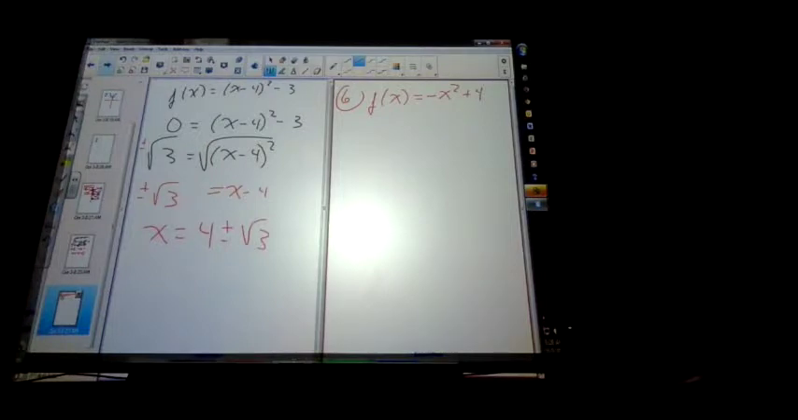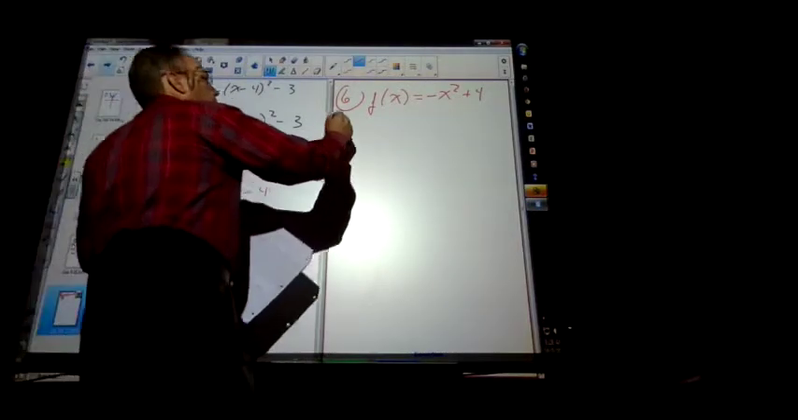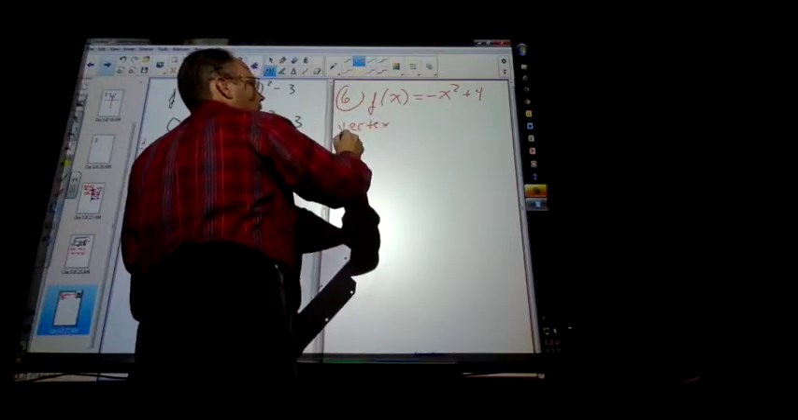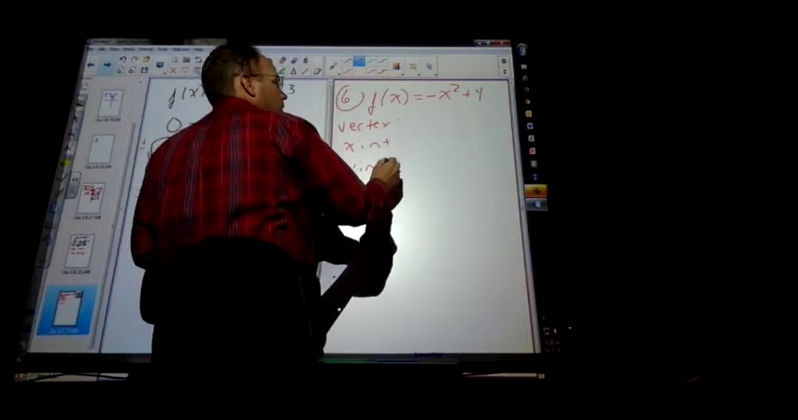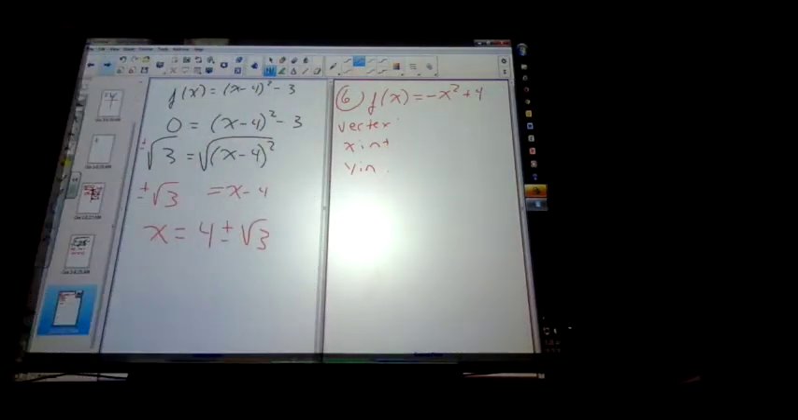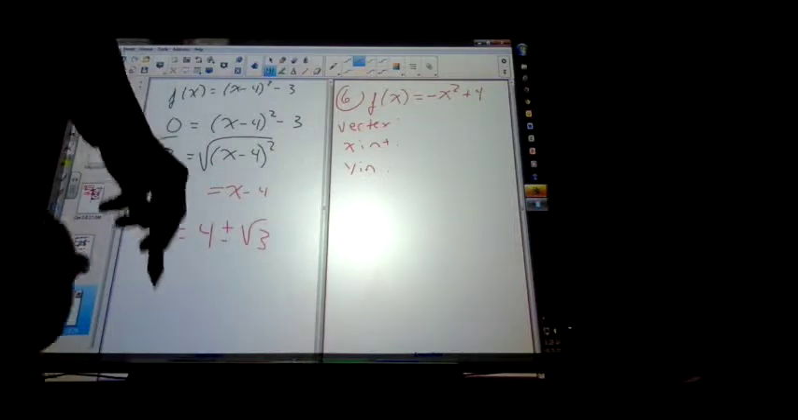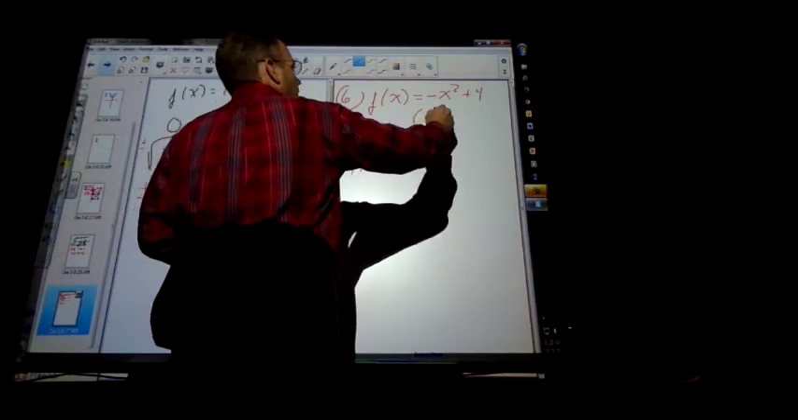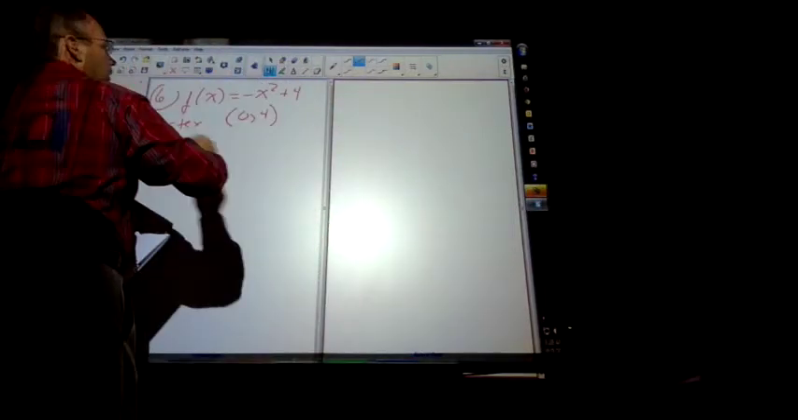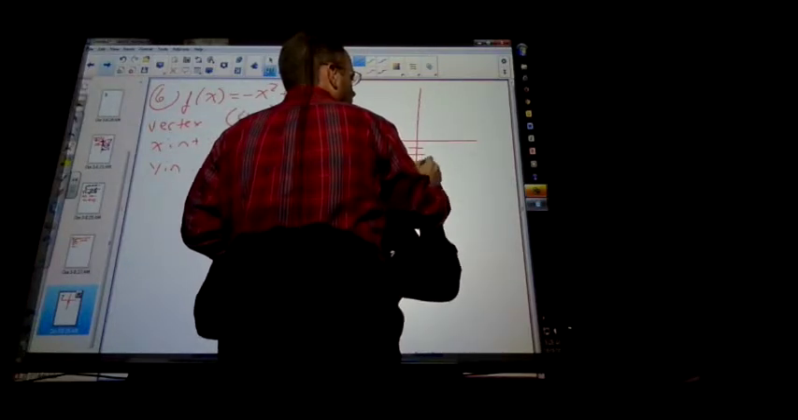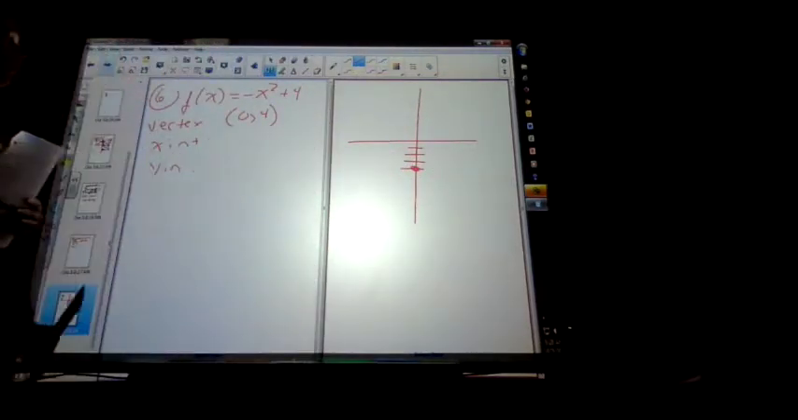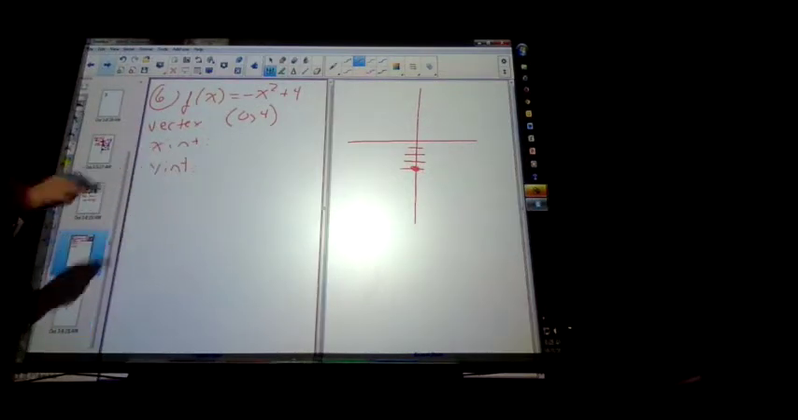Okay. So we want to know the vertex. We want to know the x-intercept and the y-intercept. Do we have enough information up here to list the vertex? Yeah. Missing the b term, so if I do my plug in, I get 0 over something, which is going to be 0. So I have (0, 4). That's enough information for our vertex. So (0, 4). Do I have enough information to say where this crosses the y-intercept?